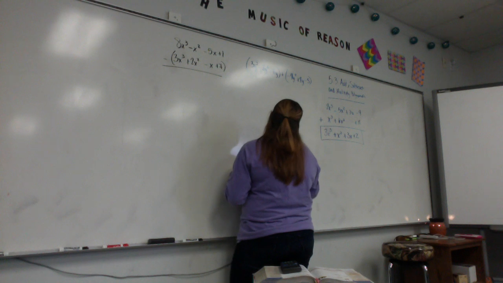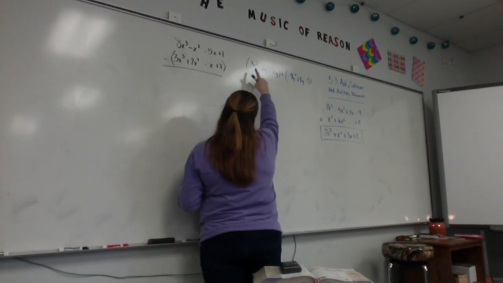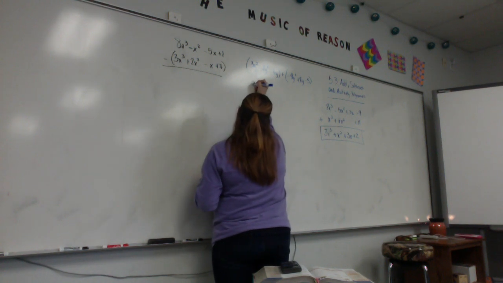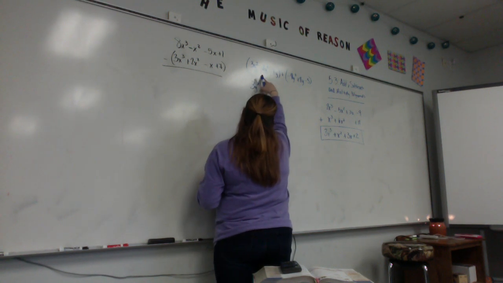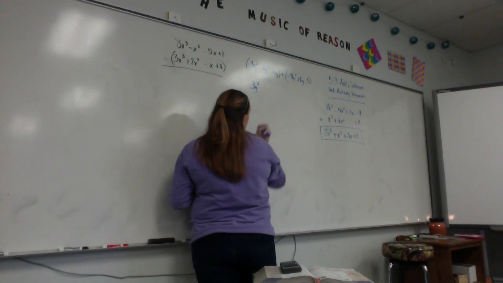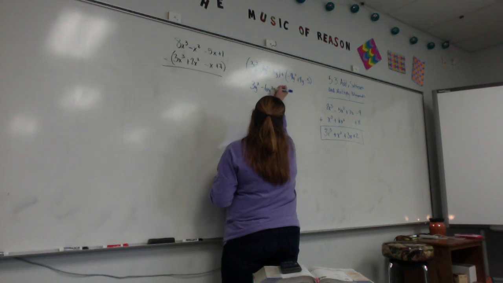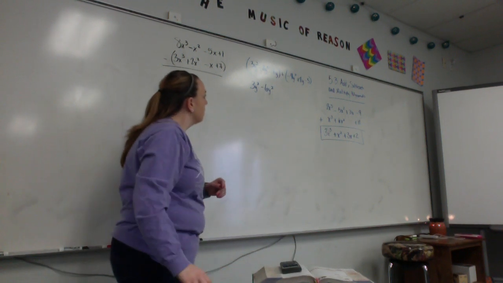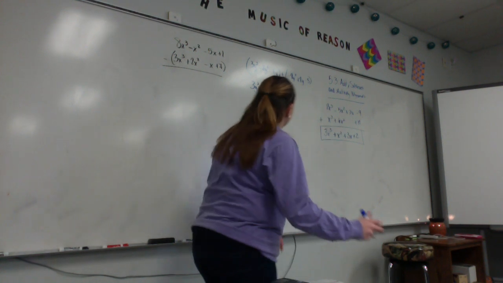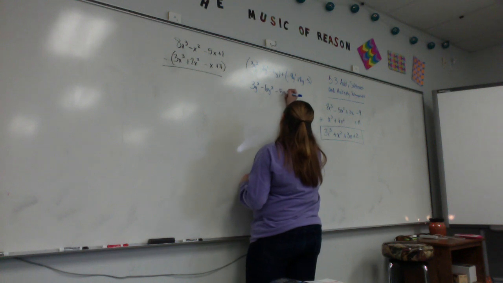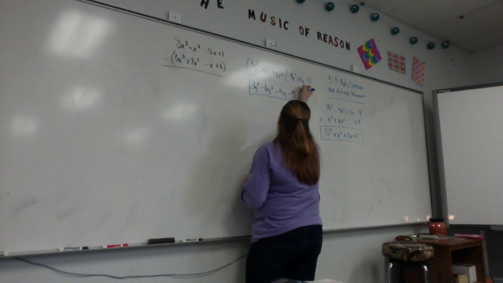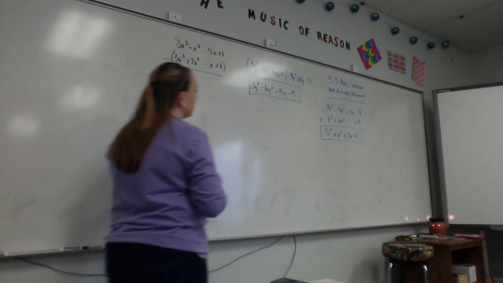If they want you to add them horizontally, this is the format you'll see it in. So you have to say 3y cubed. There's no y cubed, so I just bring that down. Negative 2y squared plus negative 4y squared is what? Negative 6y squared. Negative 7y plus 2y is what? Negative 5y. And then there's nothing over here, but I have a negative 5 left. And that's how I add them horizontally.